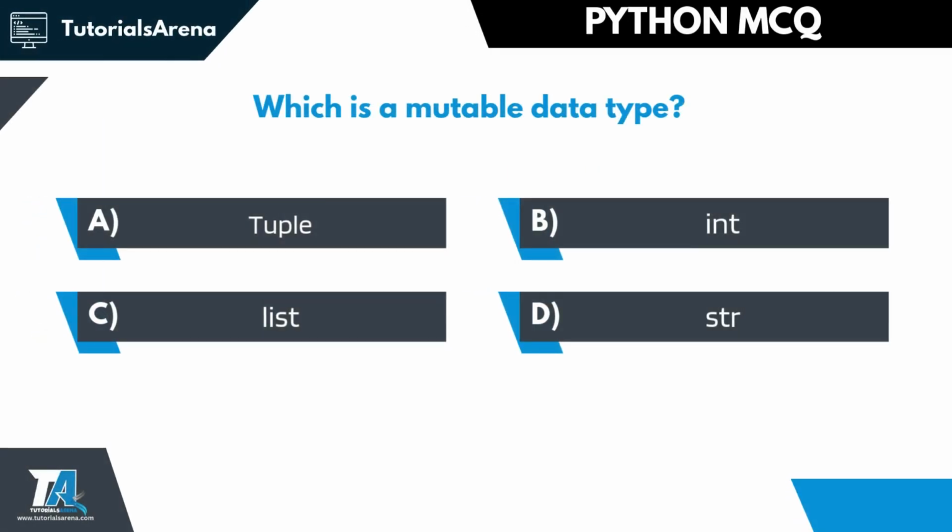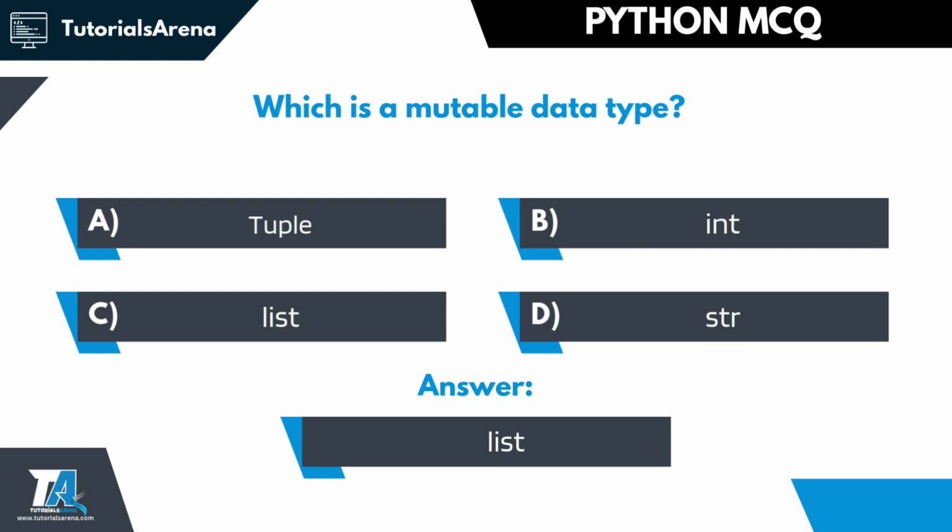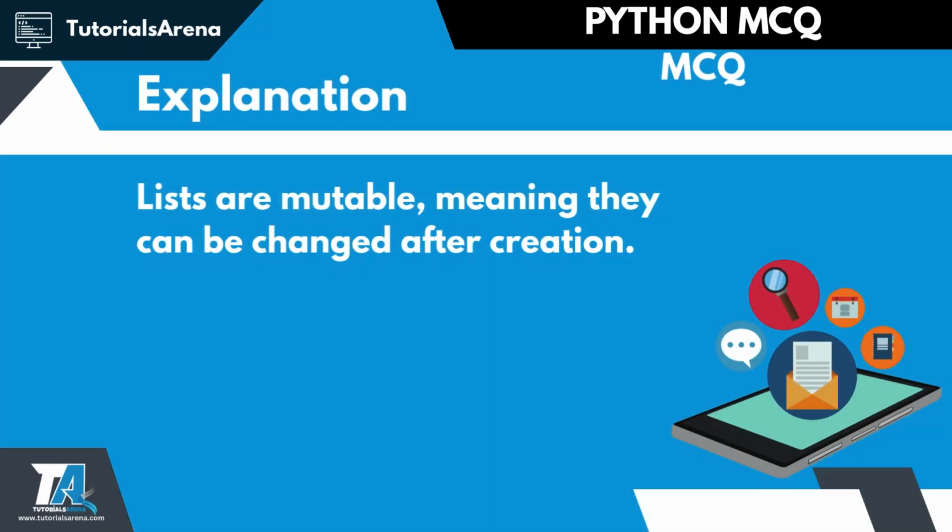Which is a mutable data type? The correct option is option C, list. Lists are mutable, meaning they can be changed after creation.